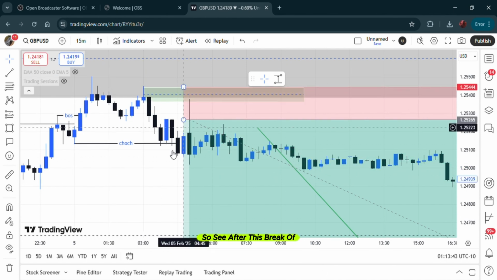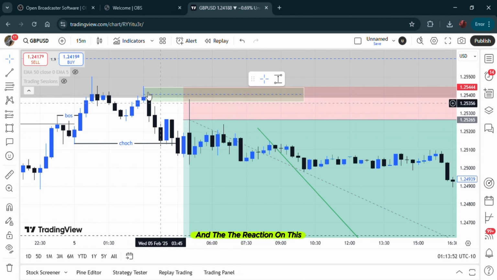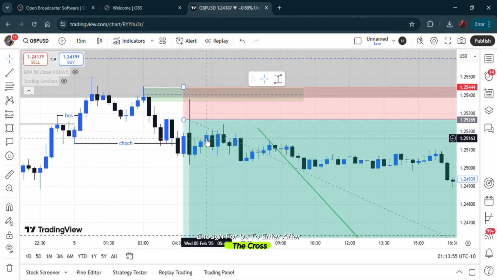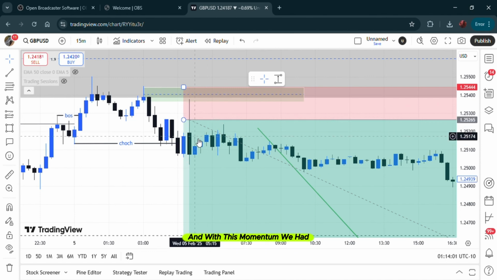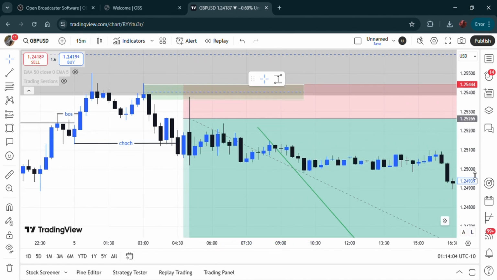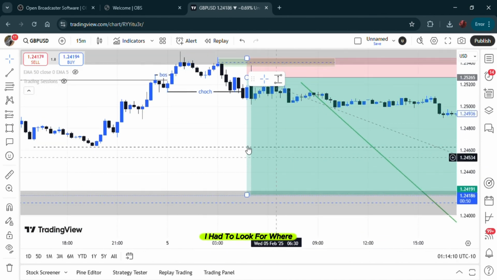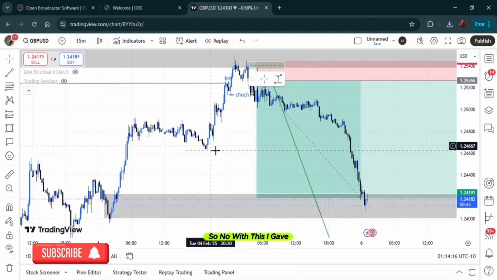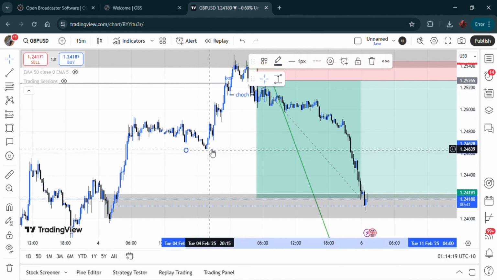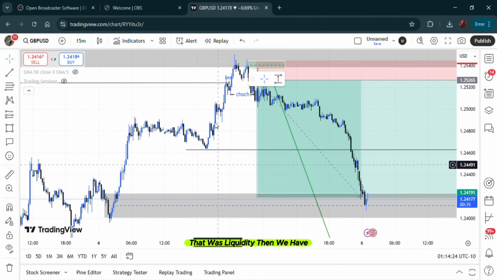Yeah, so see, after this break of structure, we had this candle one, and the reaction on this order block was enough for us to enter after the close. So when we got this reaction down, and with this momentum we had to enter here. Yeah, and after entering there, I had to look for where else could price react from. So with this I gave this as my liquidity that I had targeted. That was liquidity.